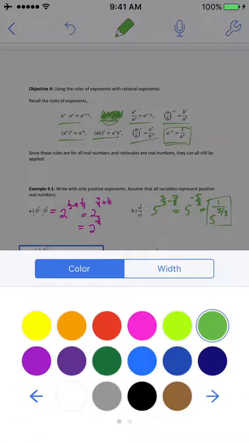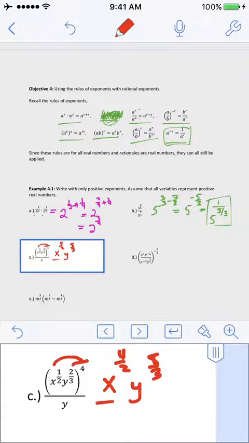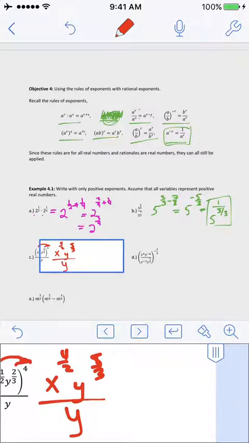Alright, let's try another one. Here I can use the distribution rule to start, right? So I get x to the 4/2, y to the 8/3 over y. Notice I'm multiplying fractions, so I just multiply the tops, multiply the bottoms. The bottom, quote unquote, for 4 is just going to be 4/1. So I didn't change any of the bottoms, I just changed the tops. And then I can reduce a little bit. 4/2 becomes x squared.